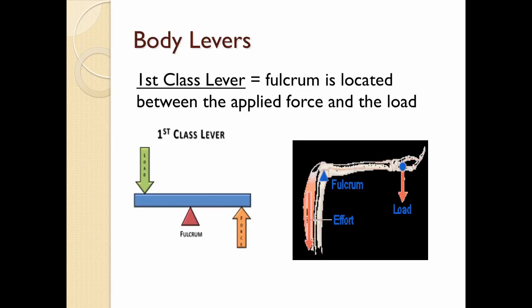The upper arm, the humerus is vertical, and we straighten out the elbow. So the load is distal to the fulcrum.